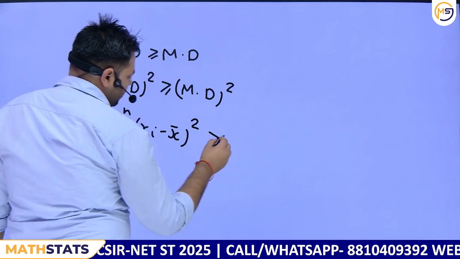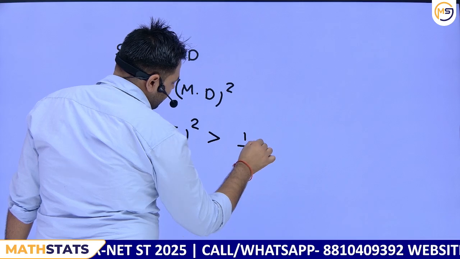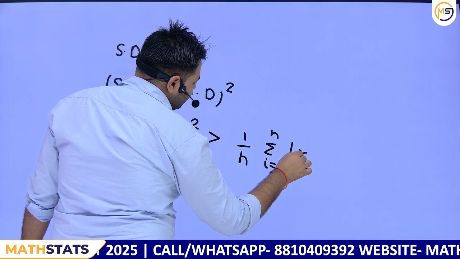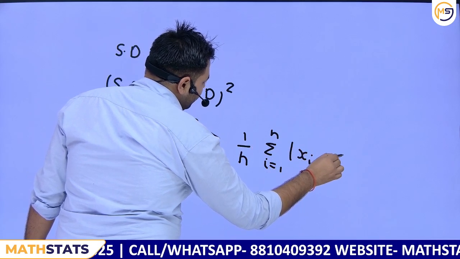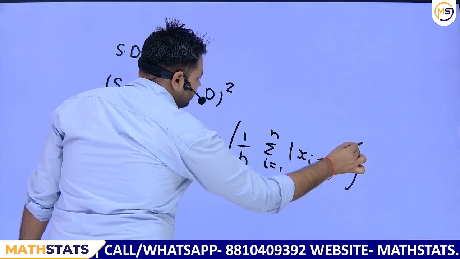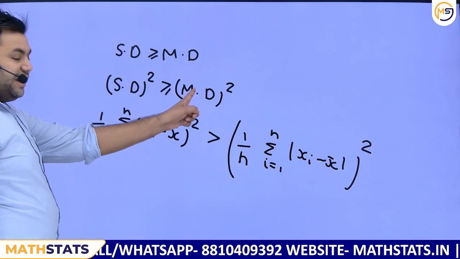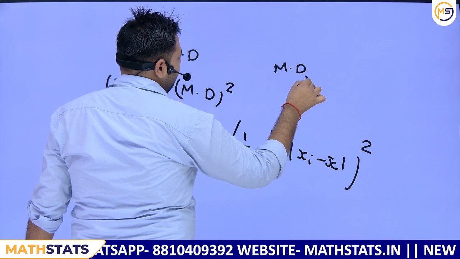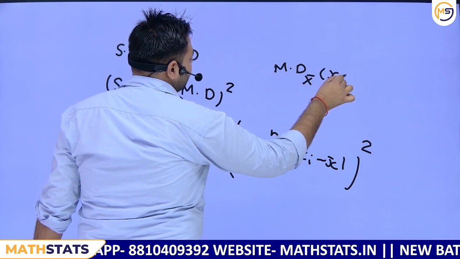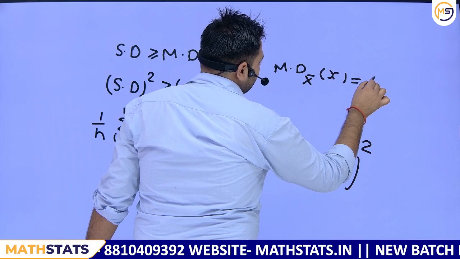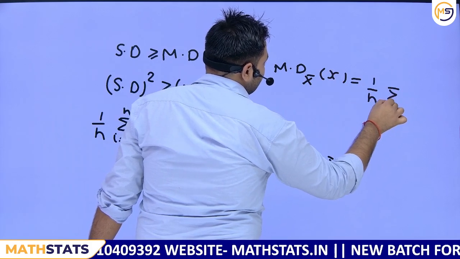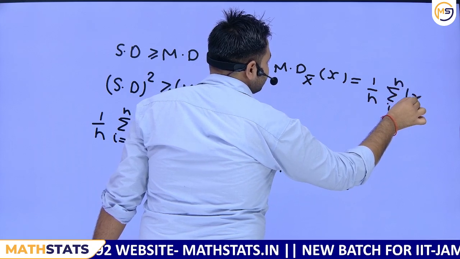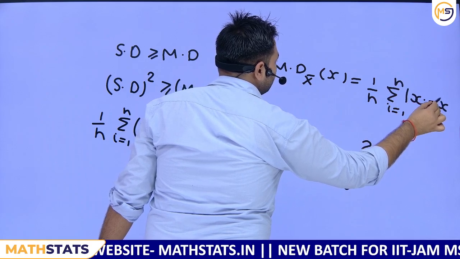Okay. So what is MD? 1 upon n summation i equal to 1 to n, mod of xi minus x bar, whole square. Mean deviation about mean of x is equal to what? This is equal to 1 upon n summation i equal to 1 to n, mod of xi minus x bar. Okay.